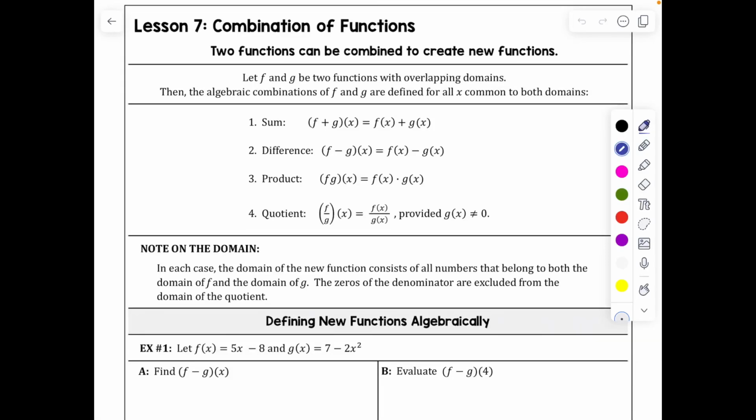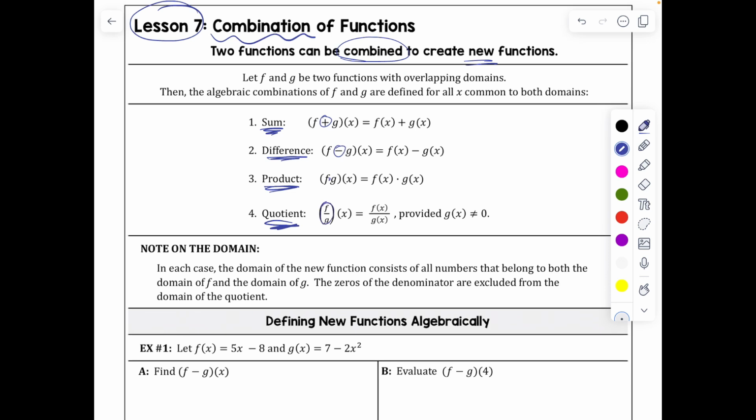Hey everybody, let's start talking about lesson 7, combination of functions. Two functions can be combined to create a new function. We started to do this a little bit last section. Number one is you can have a combination of a sum, a difference, a product, and a quotient. So we can kind of see sum, difference, product, and quotient.